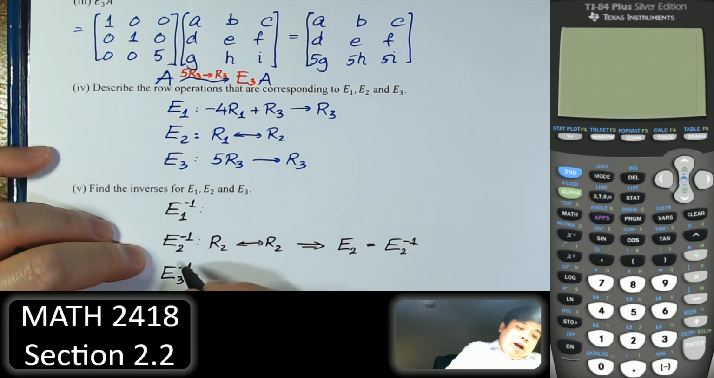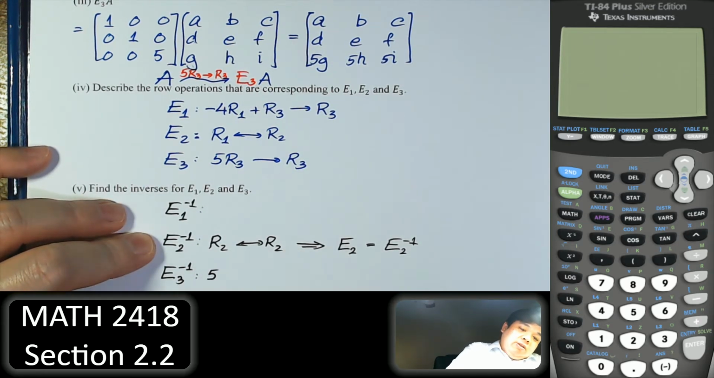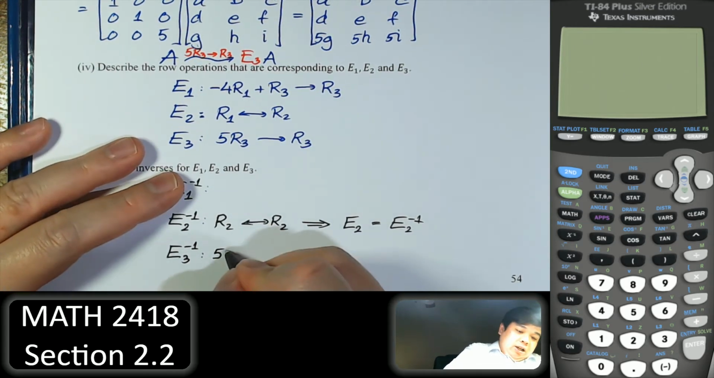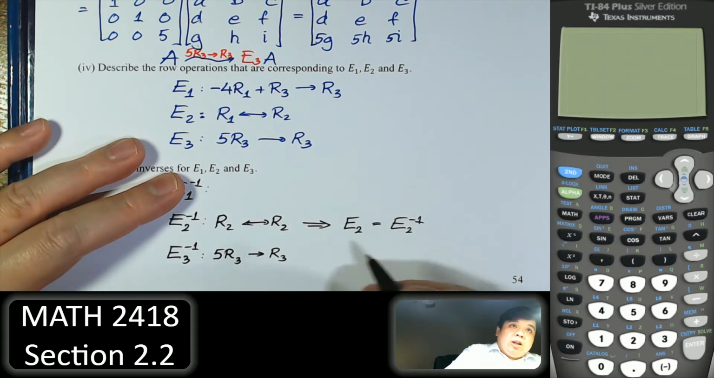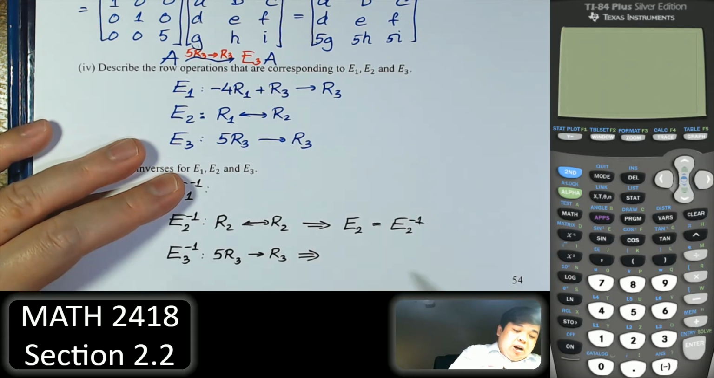Now, next is we multiply 5 to R3 and store to R3. So in that case, what we want, the inverse.